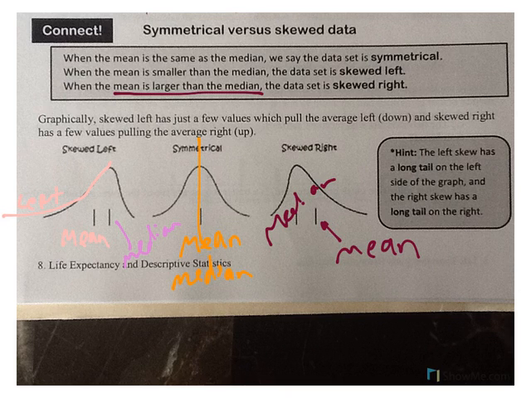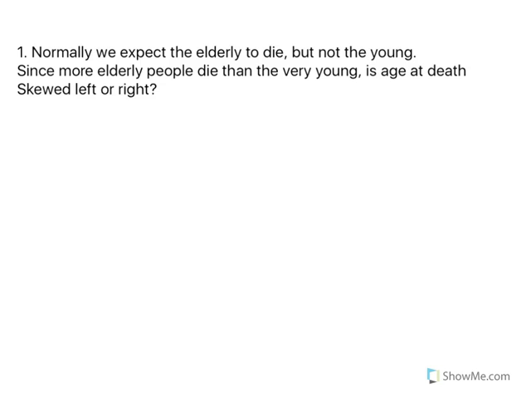So let's do some math with this, shall we? Sure we shall. So, normally, we expect the elderly to die, but not the young. Since more elderly people die than the very young, is age at death skewed left or right? And I know what you're thinking. Wow, can we be any more depressing? I think the answer is probably yes.